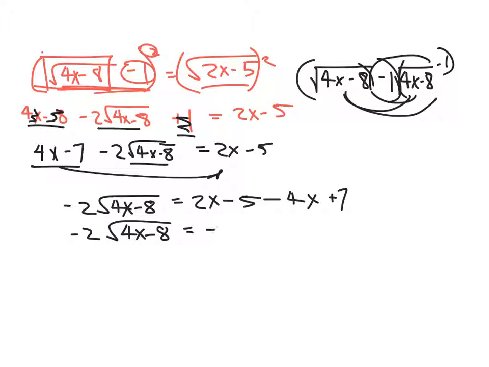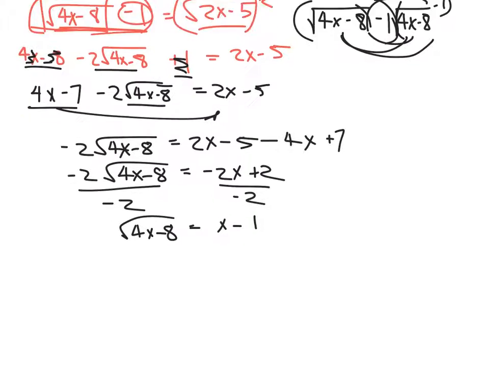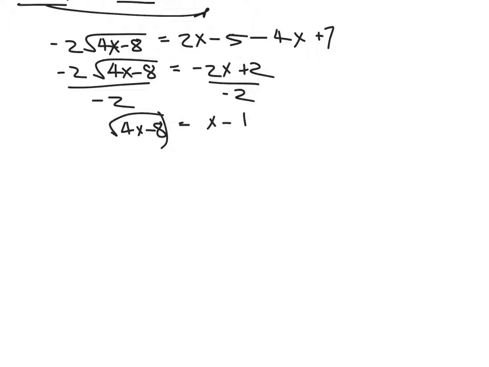A lot of people get frustrated that I do this long, drawn-out process, but I make fewer mistakes this way. Not that I don't make any mistakes, but it just seems like I make fewer. That would be x minus 1 there. Okay, once I'm at that point, I can square both sides. So it gives me 4x minus 8 equals x squared minus 2x plus 1.